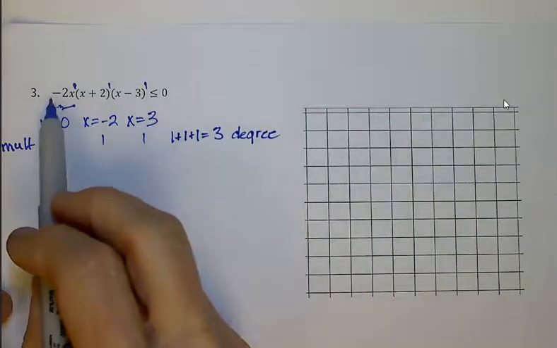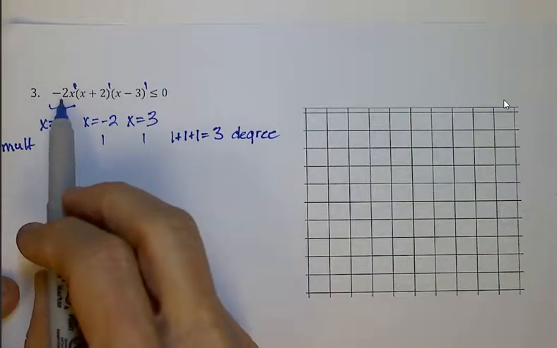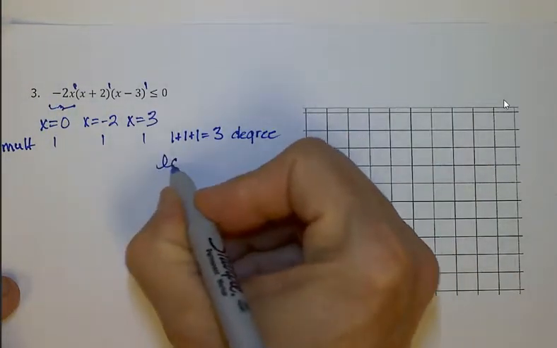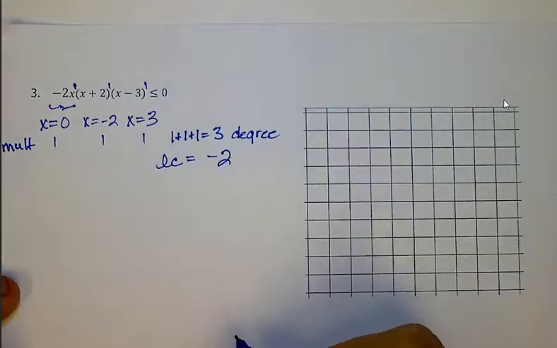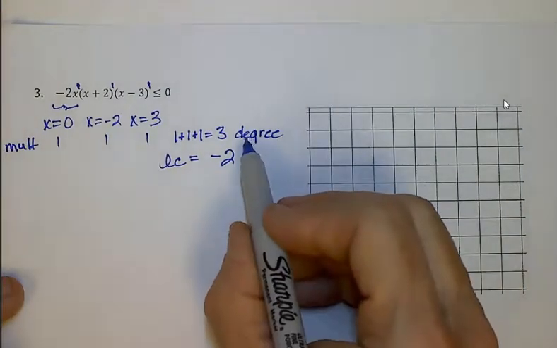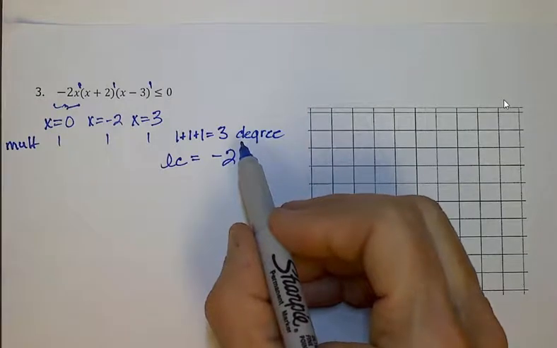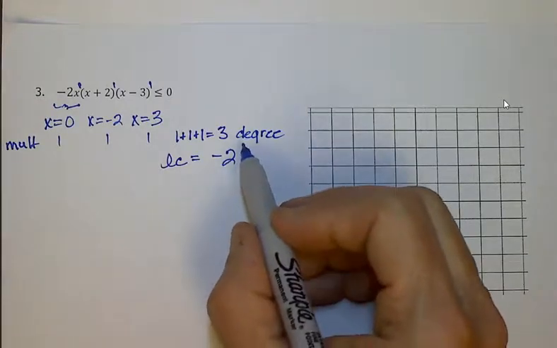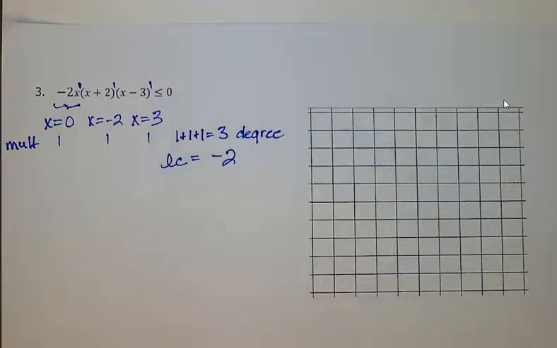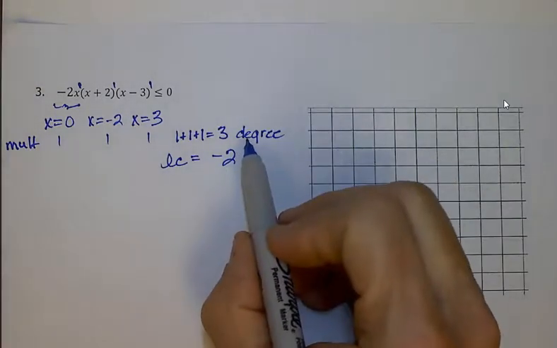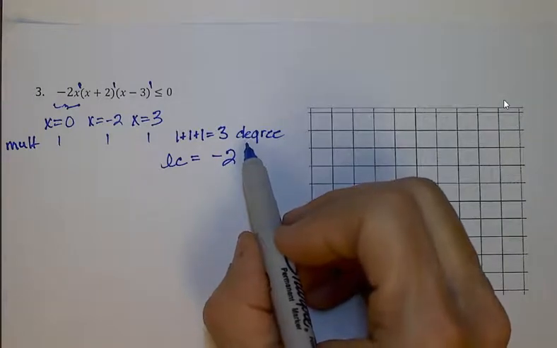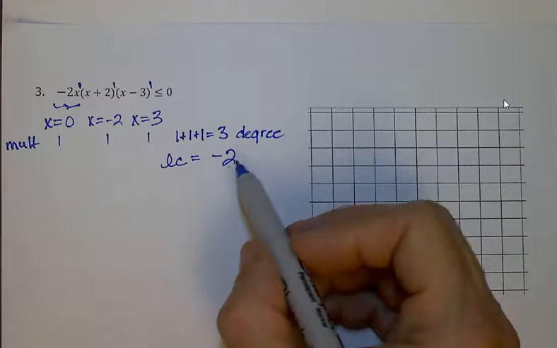The other thing that we can tell from this, because we have a -2 out in front of this, our leading coefficient is -2. And these two things together will tell us what the end behavior of our graph is. And especially if we're going to graph this by hand, but even if we're going to graph this with our calculator, knowing what the end behavior is in advance will help us to make sure our calculator graph is showing us everything we need to see.